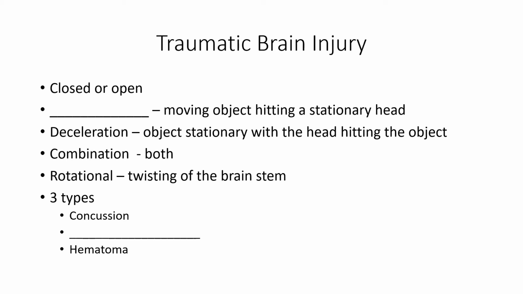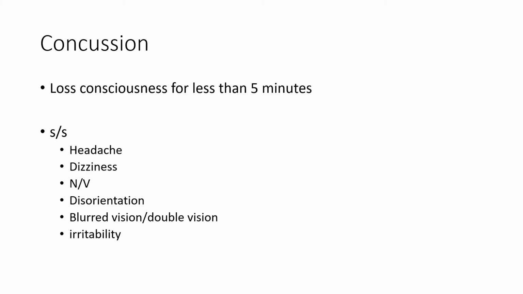There are 3 different types. You can have a concussion, a contusion, or a hematoma. A concussion is loss of consciousness for less than 5 minutes. Nothing abnormal normally shows on your CT scan or your MRI. Signs and symptoms can be a headache, dizziness, nausea, vomiting, disorientation, blurred or double vision, and irritability.